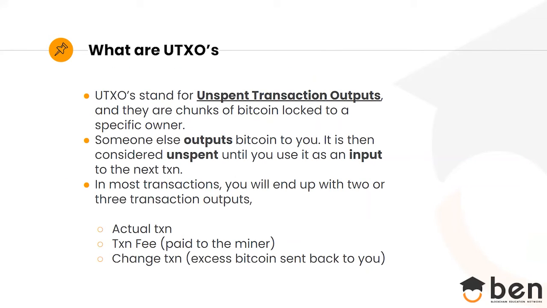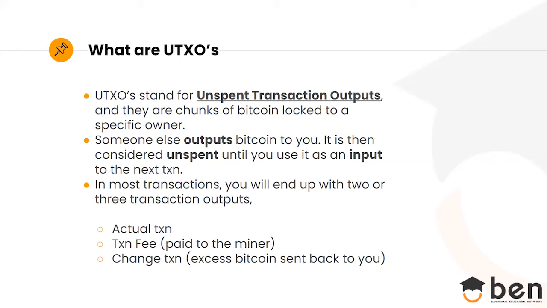So what are UTXOs? UTXOs stand for unspent transaction outputs. These unspent transaction outputs are chunks of Bitcoin locked to a specific owner and are unspent, therefore resulting in the name unspent transaction outputs. So how are UTXOs created? The UTXOs are created when someone else outputs Bitcoin to you. It is then considered unspent until you use it as an input to the next transaction.